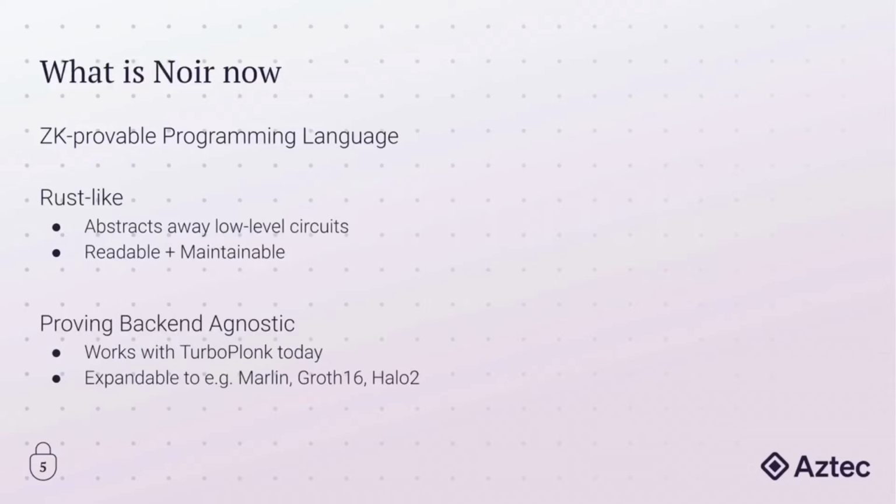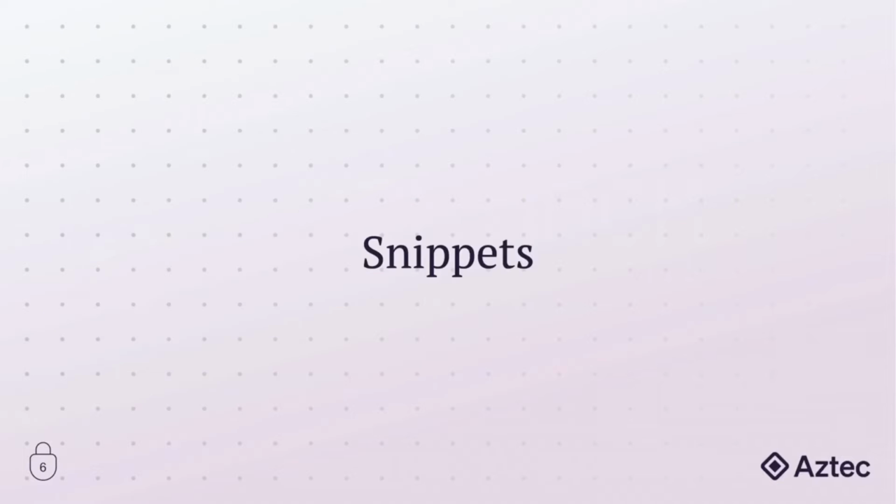Noir is a ZK provable programming language. With Rust-like syntax, it abstracts away the need to fiddle with low-level circuits and is very readable, hence maintainable as well. It is also backend agnostic. With intermediate representations, programs written in Noir can be proved using different backends of choice, depending on needs. It works with TurboPlonk today and is expandable to other proving systems like Marlin, Groth16, Halo 2, etc. Let's then take a quick look at some Noir snippets, shall we?